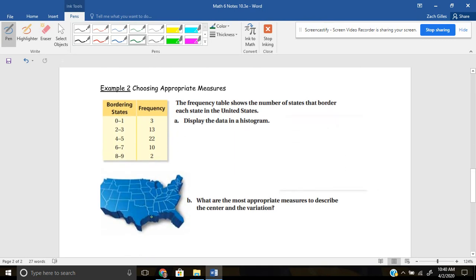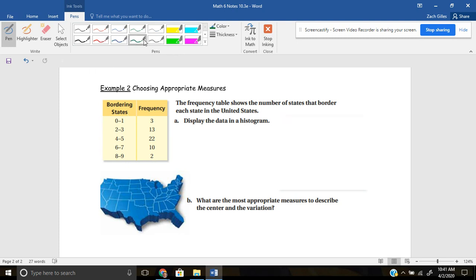In the next example, it says the frequency table here shows the number of states that border each state in the United States. All right, so we have bordering states and then how many times that happens. So first it wants us to display the data in a histogram. All right, so remember, histogram just uses frequencies and intervals. I'll also include a title.